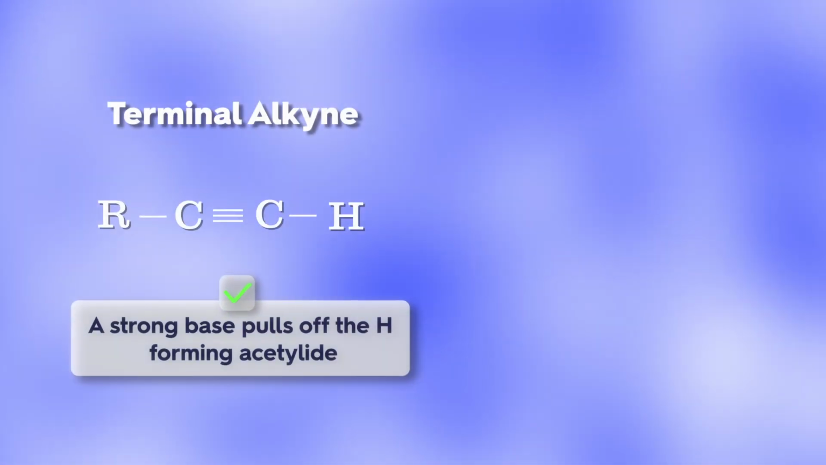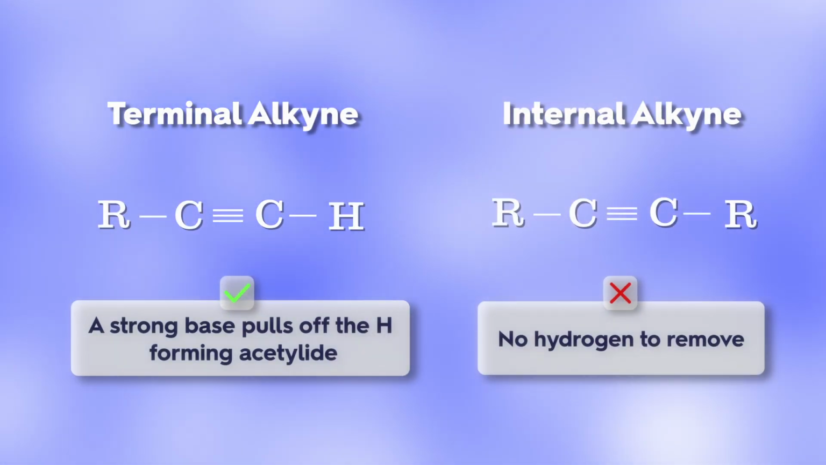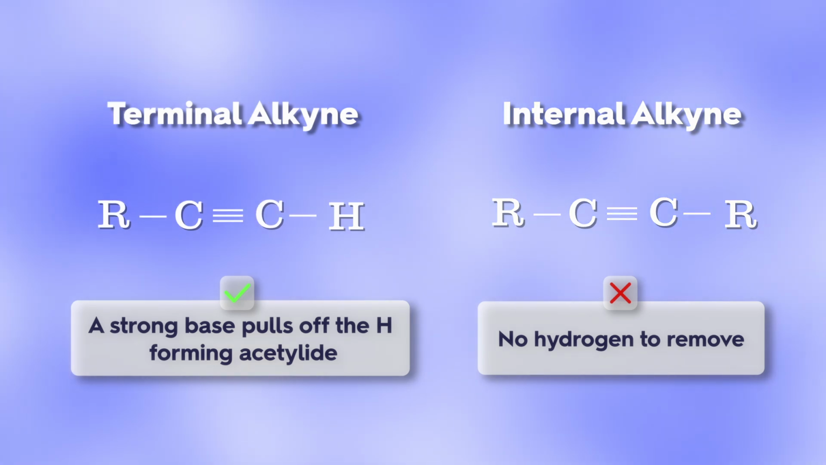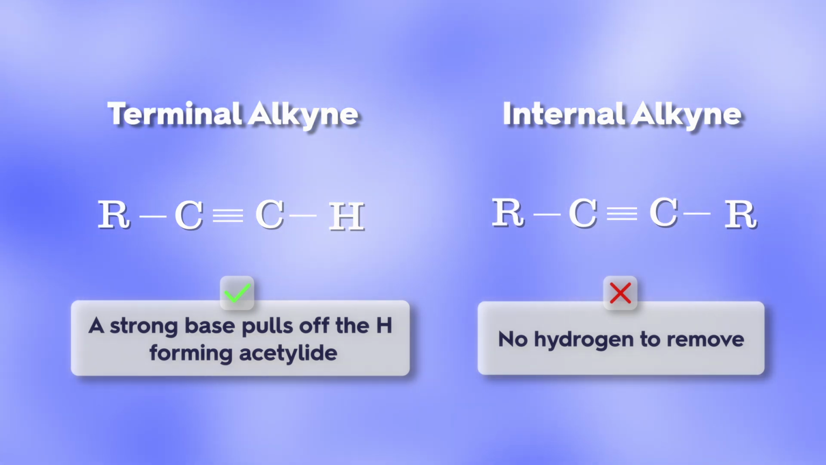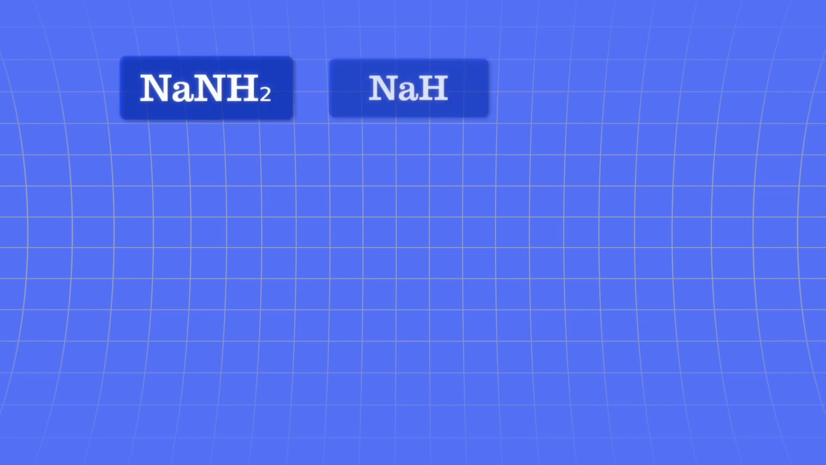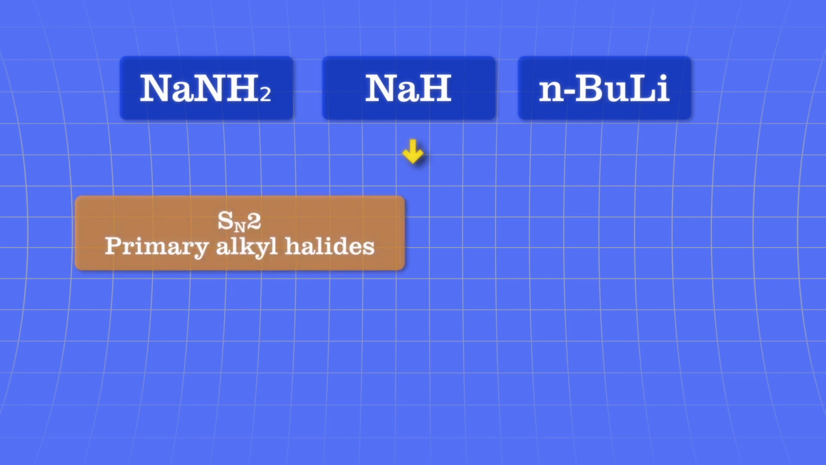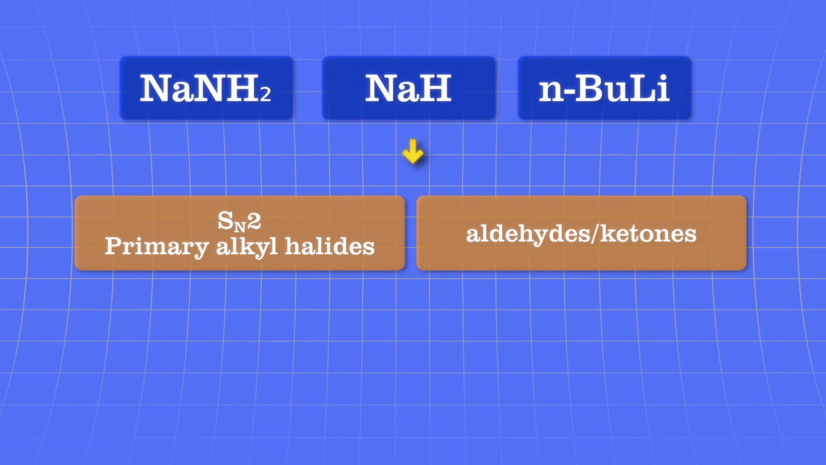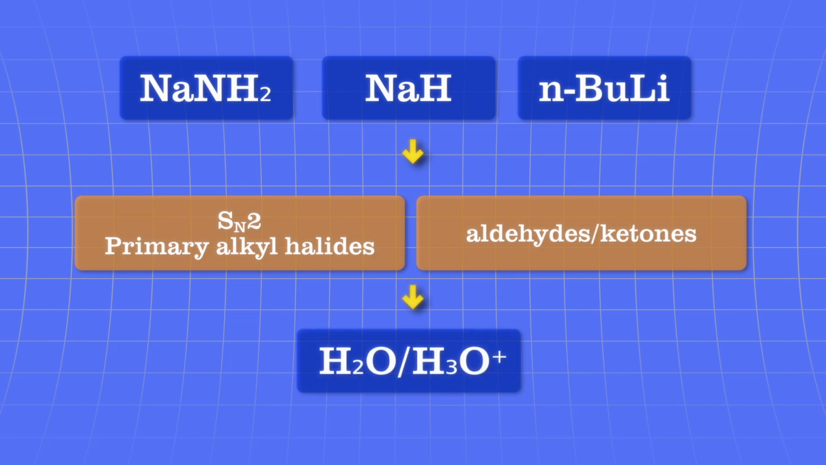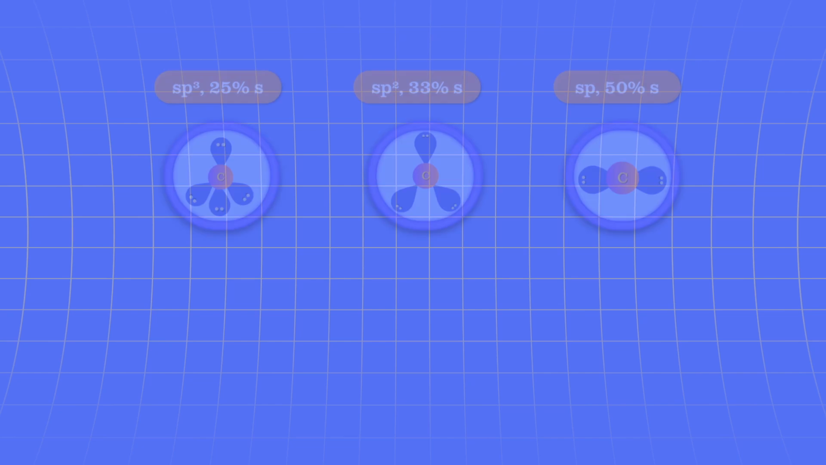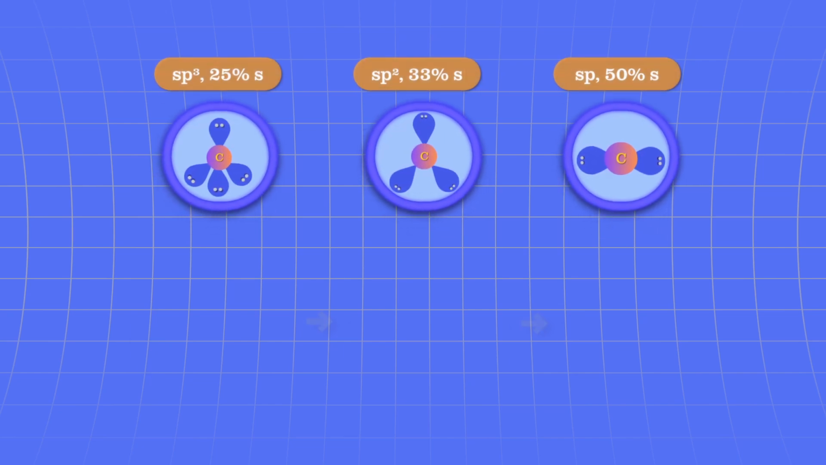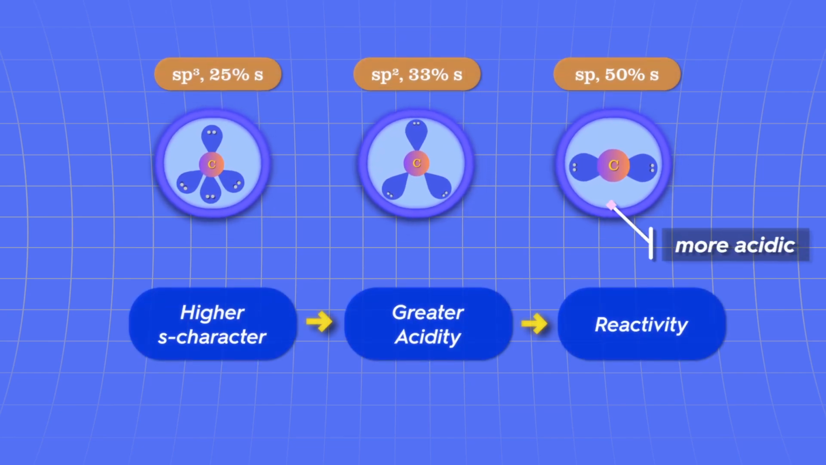And remember, this chemistry only works with terminal alkynes. Internal alkynes lack an acidic proton on the sp carbon, so they don't deprotonate under these conditions. To recap, use strong bases like sodium amide, sodium hydride, or n-butyllithium to form acetylides. Couple them by SN2 with primary alkyl halides, or add them to aldehydes and ketones, followed by water or hydronium workup. And here's the big picture. Terminal alkynes are reactive because their higher S character makes them more acidic.